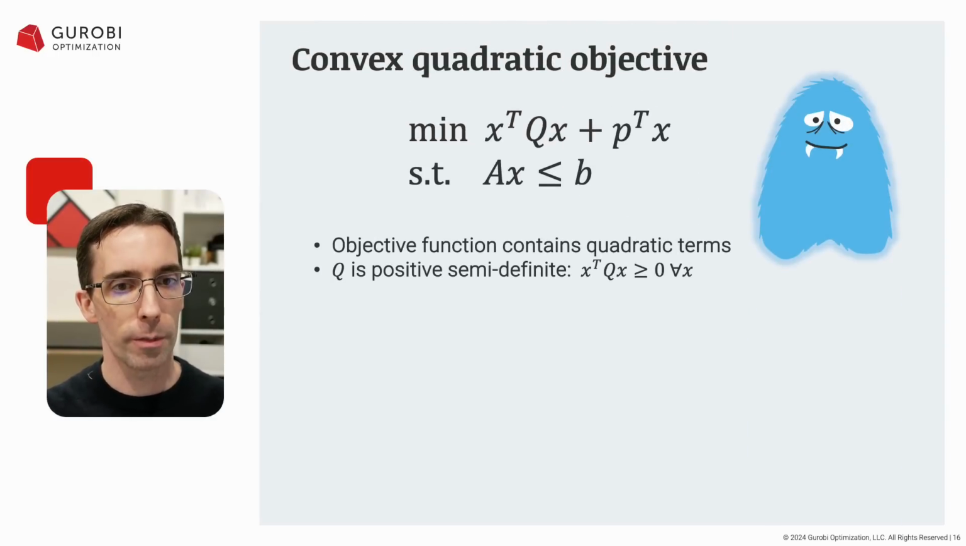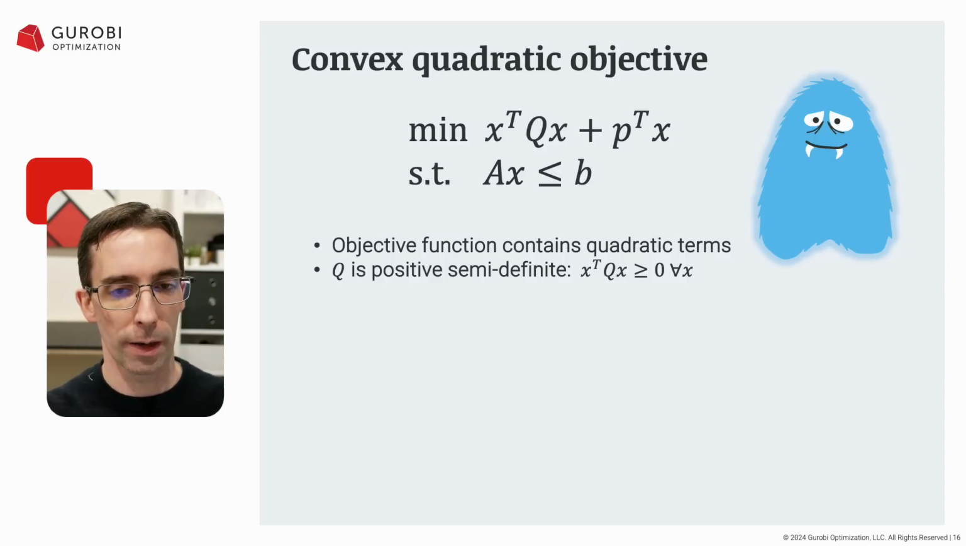The first category of models that we're considering are models that have a convex quadratic objective function and linear inequality constraints. These are the easiest among the nonlinear models to solve, given the convexity and the fact that the nonlinearity appears only in the objective function.